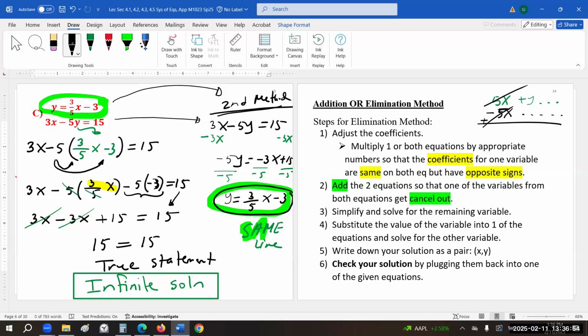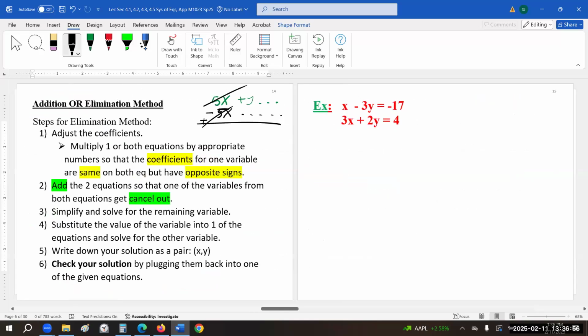So the method we use here is, first you decide which variable you want to eliminate. Once you decide, then you match their coefficients.